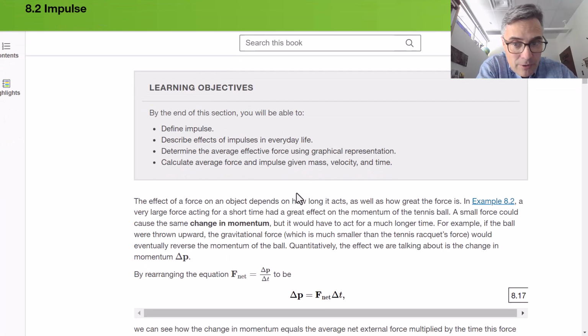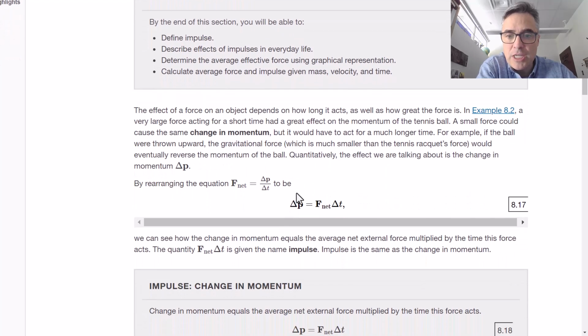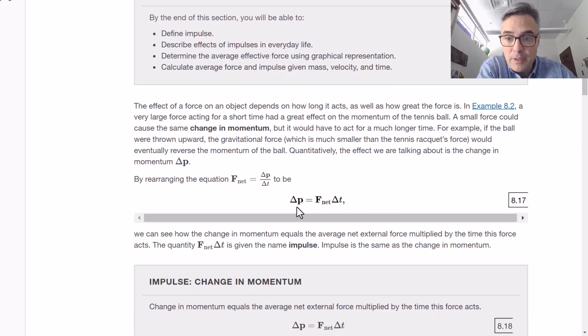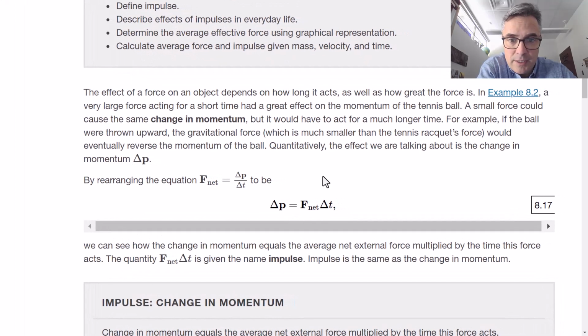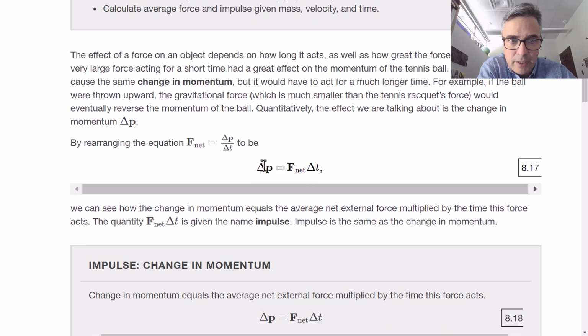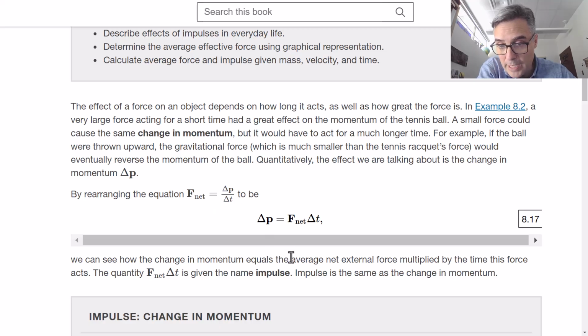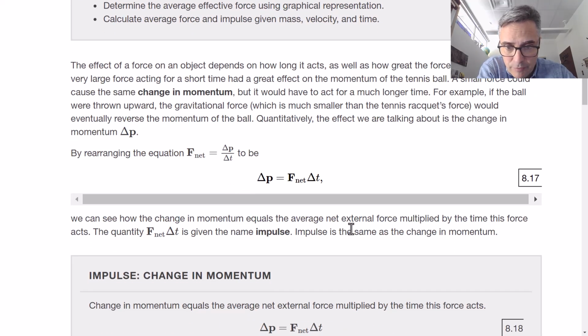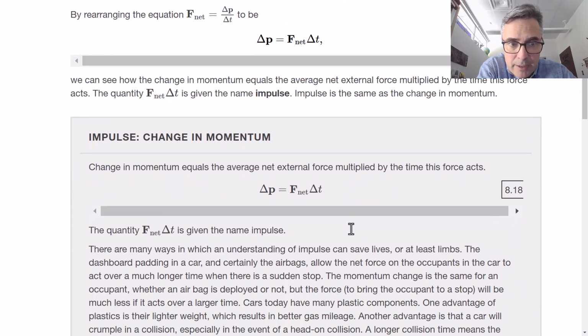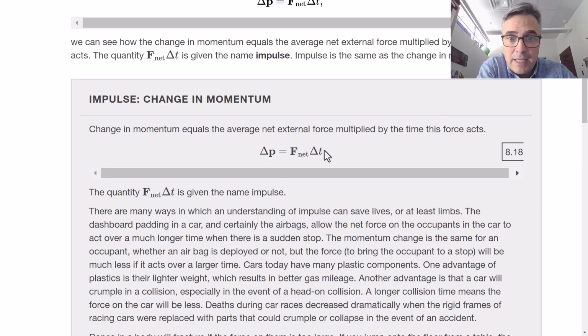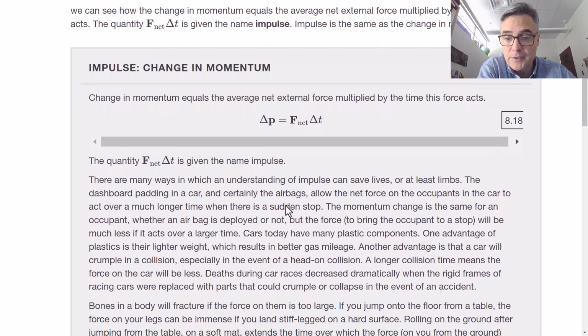Section 8.2 introduces the change in momentum, which is called the impulse. So this is the equation right here. Sometimes people call this the impulse momentum theorem: delta P, the change in momentum, equals the net force multiplied by the time. So it's really just a rearrangement of that equation from the previous section. But we give F net times delta T a name called the impulse.